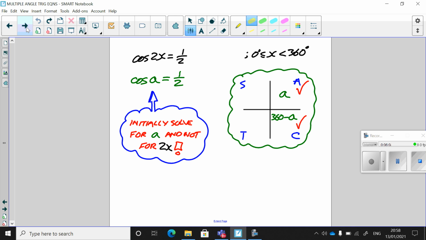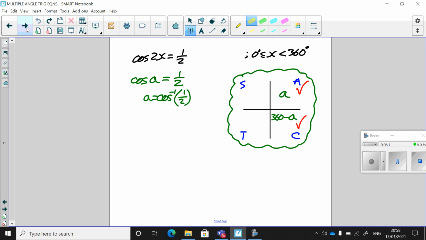That's fine. But I'm just going back and saying we are not solving for 2x. We're solving for a, the calculator answer. Right, inverse cos of a half. What do you get?